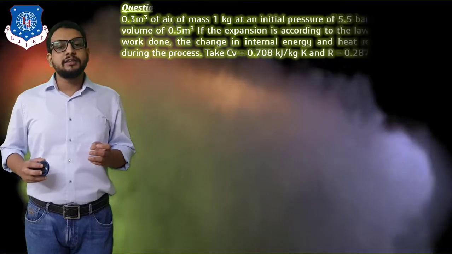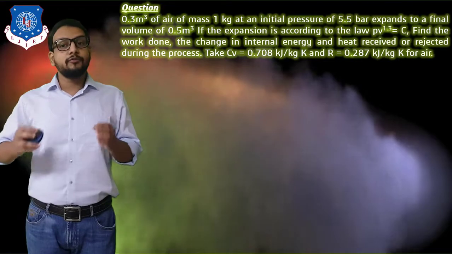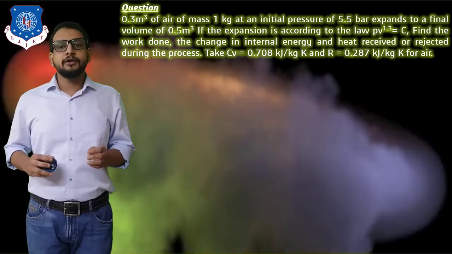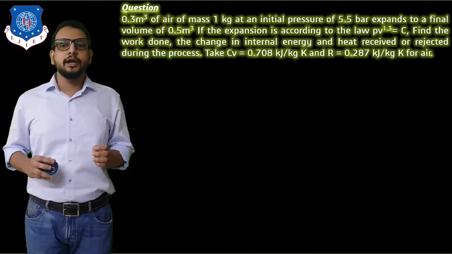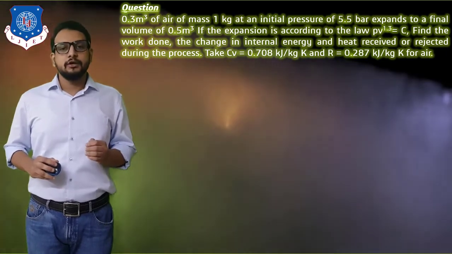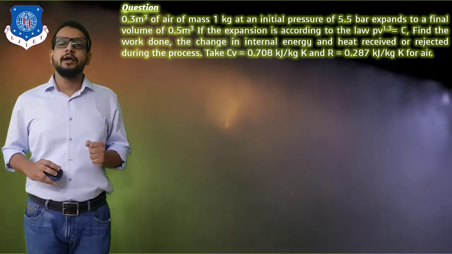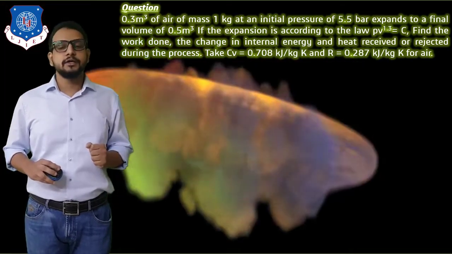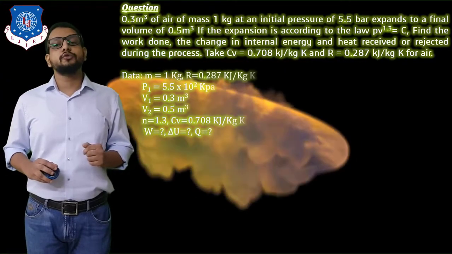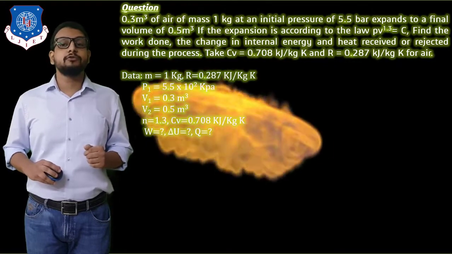Now the question is 0.3 meter cube of air of mass 1 kg at initial pressure of 5.5 bar expands to a final volume of 0.5 meter cube if expansion is according to the law PV raised to 1.3 is equal to constant. Find work done, change in internal energy and heat received or rejected during this process. Take CV is equal to 0.708 kilojoule per kg Kelvin and R is equal to 0.287 kilojoule per kg Kelvin for air.